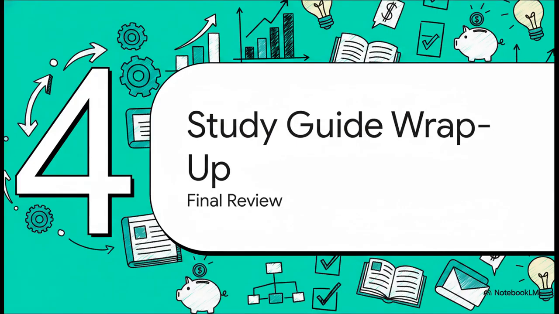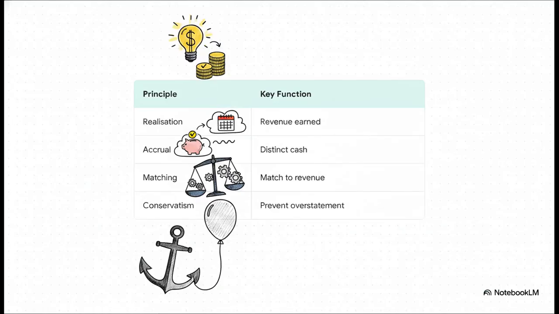Which brings us to Section 4, Study Guide Wrap-Up and Final Review. Let's just do a quick final synthesis of everything we've just covered to really lock it in for your exams. Let's review how these 4 principles work together to wrap this up. Realization ensures revenue is truly earned. Accrual separates cash from the earning process. Matching links the exact right costs to the right revenues. And conservatism, that keeps the whole thing grounded in reality. When they work together, they guarantee our reporting is honest, accurate, and incredibly useful to anyone reading the statements.